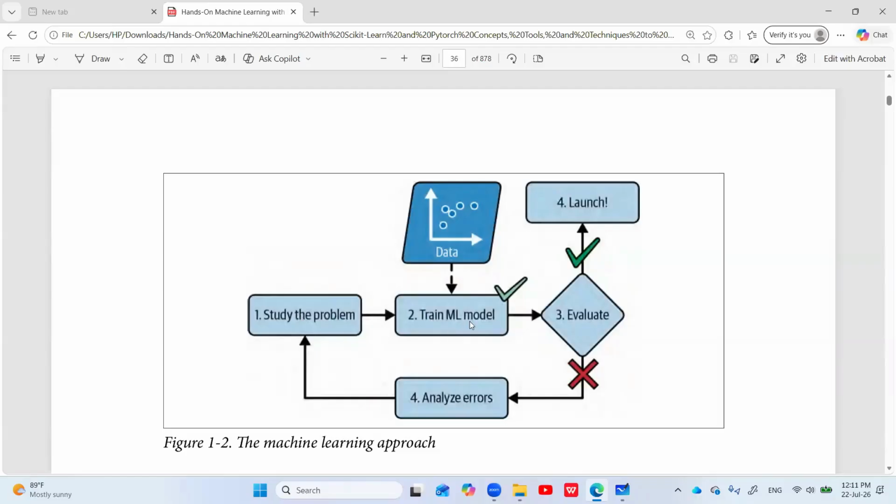Okay, study the machine learning model, and then it evaluates things. After evaluating, it will be launched. Okay, and also in the evaluation, if something goes wrong, it will analyze the errors, and again study the problem, and it goes on like that. Okay, this is the machine learning approach. Here, what we are giving is data. We are providing the data and we are training.